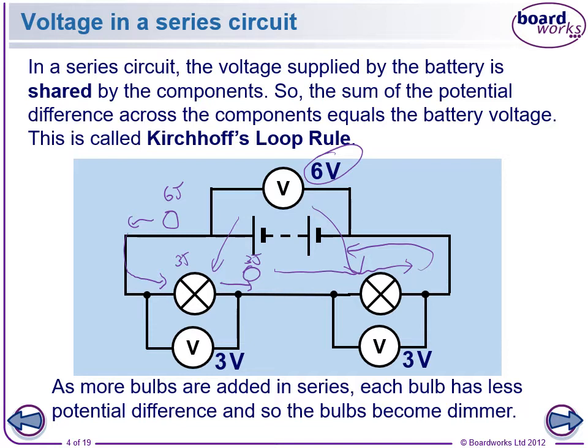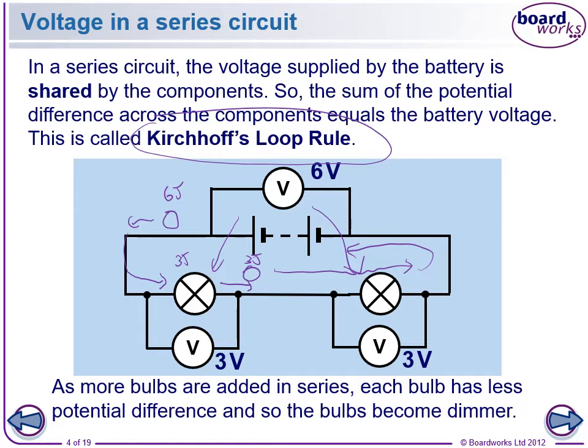Now, if our components are different, you may get a different amount of voltage going through each one. So if we had 2 non-identical light globes, it is possible that the first would use 4 volts and the second would use 2. Okay, but basically this is something called Kirchhoff's loop rule up there.